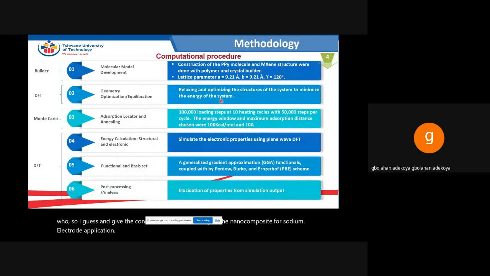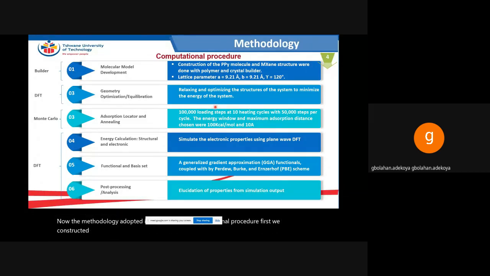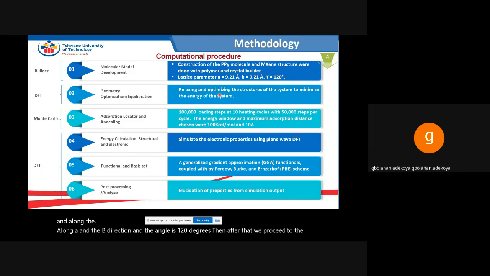Now, the methodology adopted is as follows. For the computational procedure, first we constructed the PPy using the polymer builder, then the MXene structure was built using the crystal builder, and the lattice parameter obtained for the MXene is 9.21 Angstrom along the A and the B direction, and the angle is 120 degrees. After that, we proceeded to geometry optimization and equilibration in order to relax the system. We did that using the CASTEP module in Material Studio. This was followed by adsorption of PPy on MXene, done using 1,000 steps in 10 heating cycles with 50,000 steps per cycle.